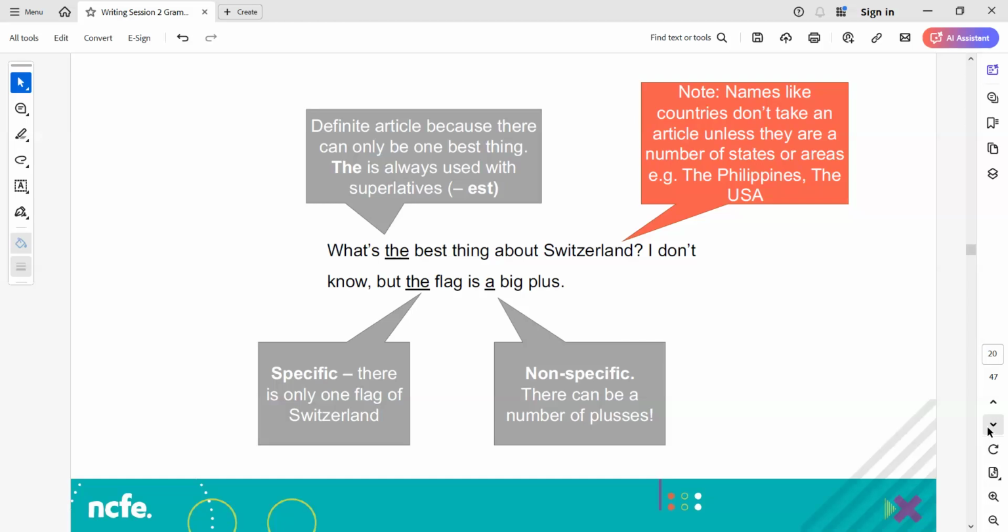And something to note here is that names, such as country names, don't take an article, so don't have the or a, unless they are a number of states or areas. So there are a few, such as the Philippines, the USA, the Netherlands, where they use the, but generally country names don't use an article.